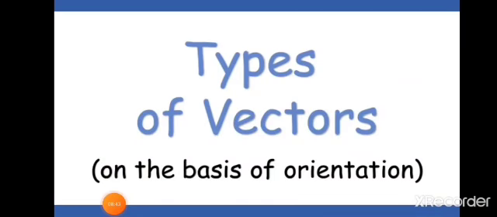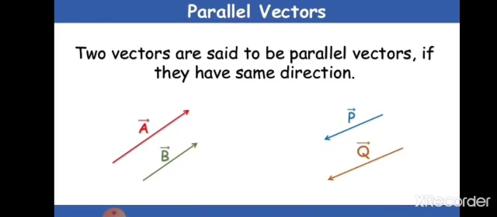Now the next one, the types of vectors. On the basis of orientation, on the basis of their direction, we can classify types of vectors. There are different types of vectors we are going to study in this video. Now the first one, parallel vectors. Two vectors are said to be parallel vectors if they have the same direction.